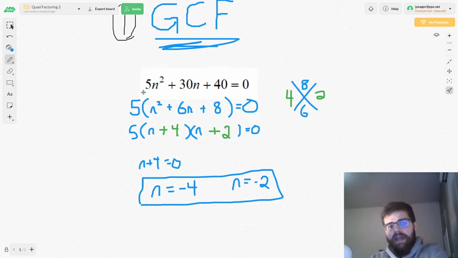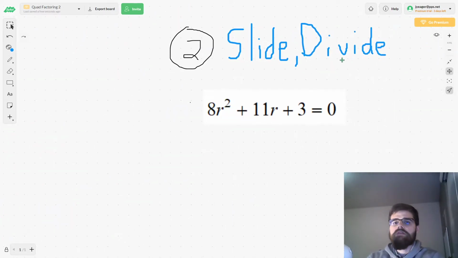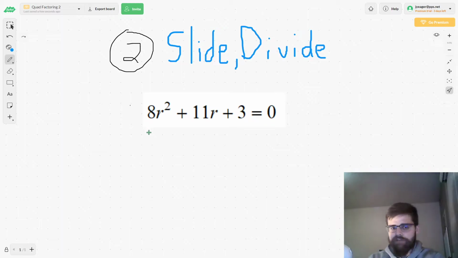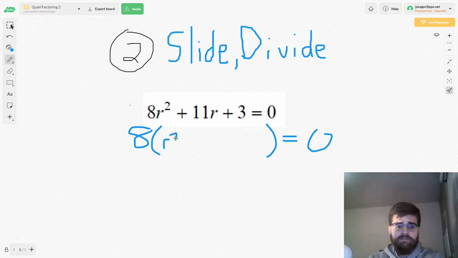So anytime that a is not 1, so we have a number in front of the squared variable, we should check and see, can we just divide it out really cleanly? Let's take a look at another example. Here I have an 8 in front, so let's see if we can divide out that 8 as a common factor. And we can, but it's not going to be nice. 11 divided by 8 is 11/8. Then we'll have plus 3/8. And I don't know about you, but I'm not going to try to figure out what multiplies to get 3/8 and also adds up to 11/8.